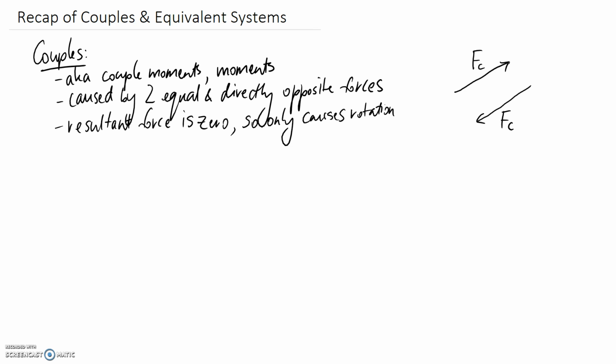So the classic example is a steering wheel, where you would apply a force on one side of the steering wheel, a force on the other side of the steering wheel, and you'd cause it to spin round and round. So if you want to calculate the size of a couple, it's very straightforward. I'm going to call it MC for moment of a couple. And it's going to be equal to Fc, since that's the notation I use here, the magnitude of the force, multiplied by the separation distance, which I'll call DC. Okay, so for this example, that is your separation distance.